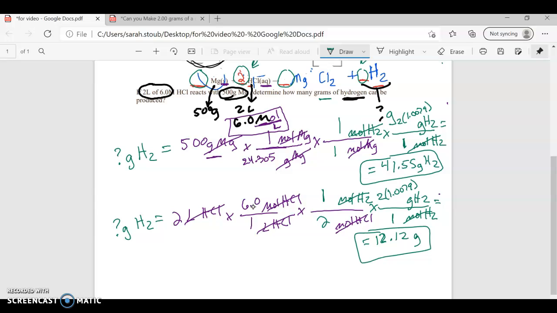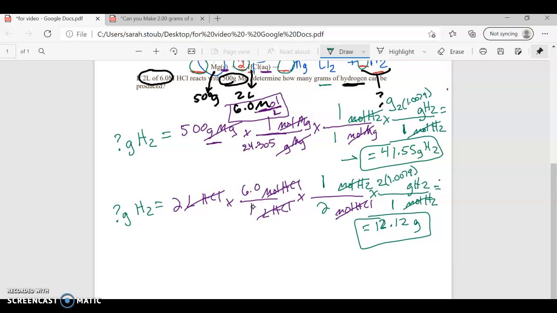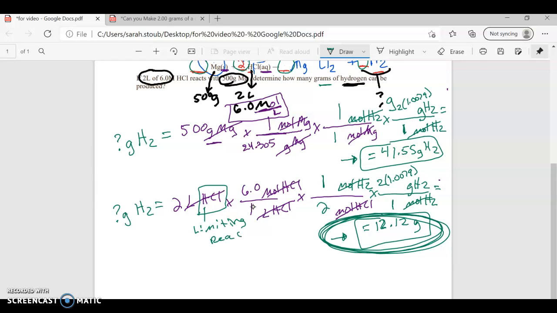So then I asked myself, okay, so I've got 12.12 grams and 41.55 grams. It's kind of like that peanut butter and jelly example. From the bread, I can make 3 sandwiches. From the peanut butter, I can make like 100. From the jam, though, I could only make 1 sandwich. So the question is, how many sandwiches would you actually make? I would make 1 sandwich. So this is that same idea. I could make 41 sandwiches, or I could make 12 sandwiches. How many sandwiches will I really make? I'll make 12 sandwiches. Or in other words, 12.12 grams. And that's because my HCl is my limiting reactant. It ran out. And so after I made 12 grams, I don't have any more of this left to make anything else.